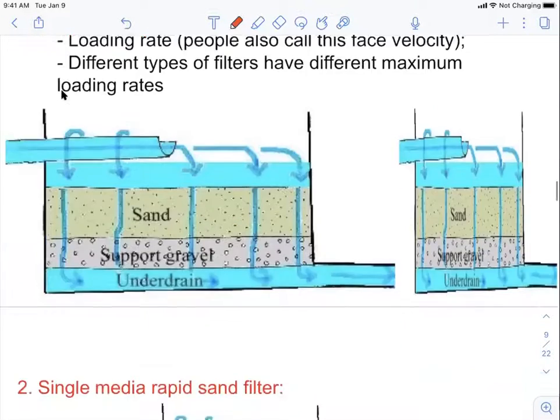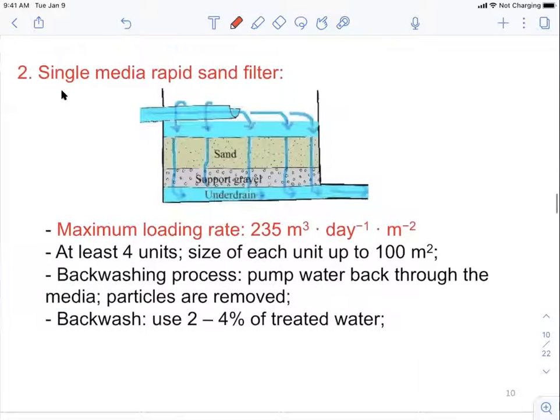So basically, for different types of sand filter, right now we're just going to learn two types. One of them is the single media rapid filter. For this filter, it's just going to have a very simple design. We have the supporting gravel at the bottom, and then you have a layer of sand. So this is a single media, which means that the sand here is going to have uniform sizes, or similar sizes.